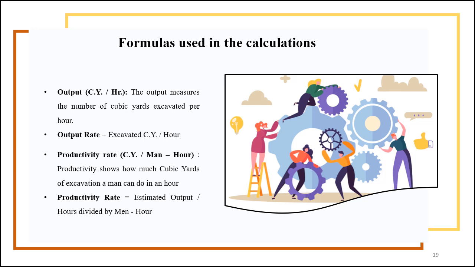Here in this slide, I'm going to explain the formulas we used in our calculations. To calculate the output rate, we divided the excavated cubic yards by the hours, and the output measures the number of cubic yards excavated per hour. And for productivity rate, which shows how many cubic yards of excavation a man can do in an hour, we divided the estimated output per hour by man hour.